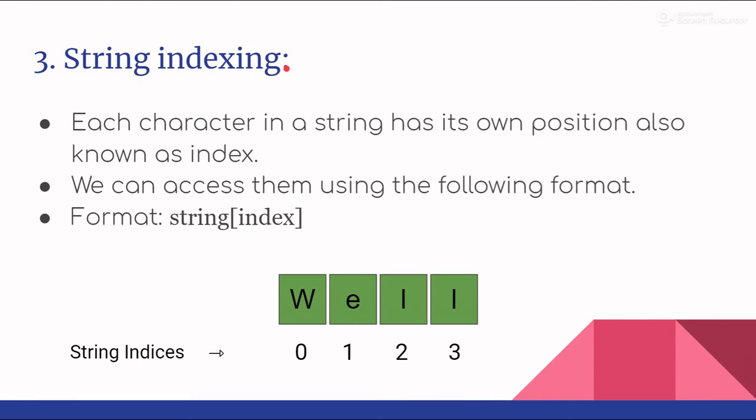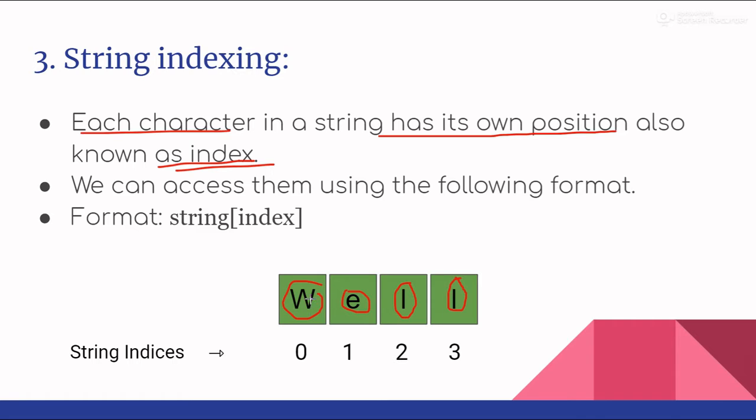Next thing is string indexing. Now let's understand what this is. Each character in a string has its own position, also known as index. So we have, let's say, this string, for example, in which the characters stored are capital W, small e, small l, and then small l. So this is a string holding four characters, right? And in this string, each character has its own position, which is also known as index. So basically, each character in this string has its own position value or index value, we can say.